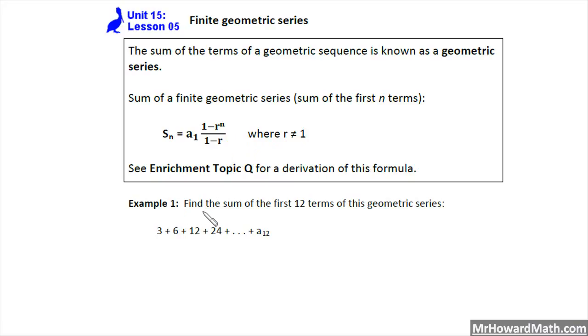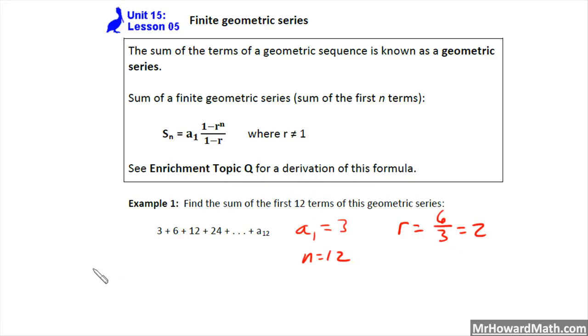Alright, so example 1: find the sum of the first 12 terms of this geometric series. In our formula we need three things. We need a sub 1, well that's 3, it's given right here, that's our first term. We need r, and we can find r by taking one term and dividing it by the one before it. You can clearly see we're multiplying by 2 every time. So the r value there is 2, and then we need the n value, and that would be 12 because we're summing the first 12 terms.